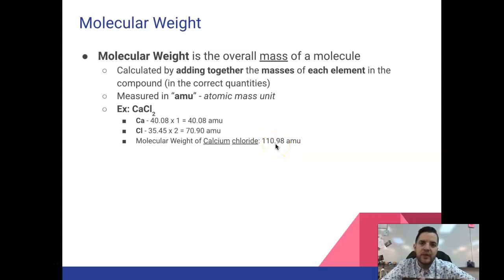So we're literally just adding the mass of the atoms, the mass of the elements. The mass that's on the periodic table is the average atomic mass. That's what we use. And so add those together in the correct quantities, and that's how you can get your molecular weight.